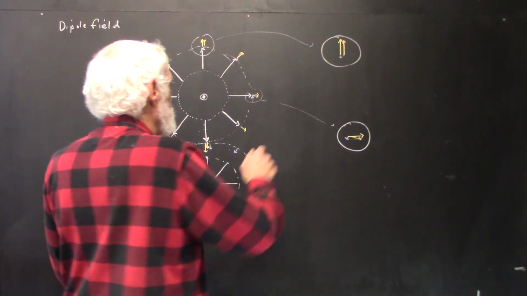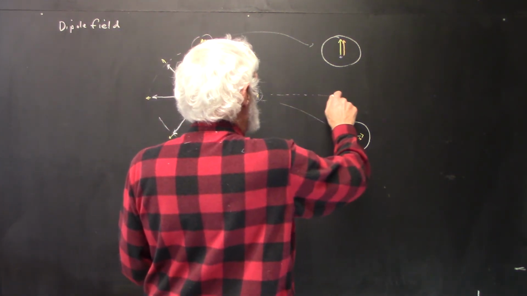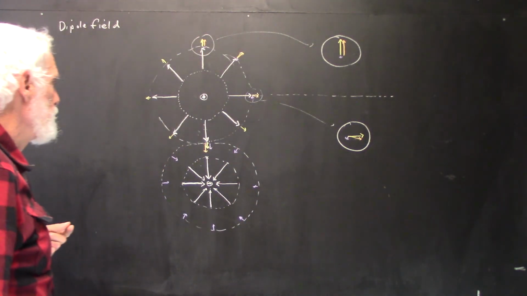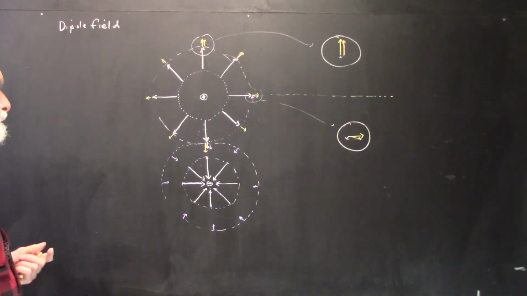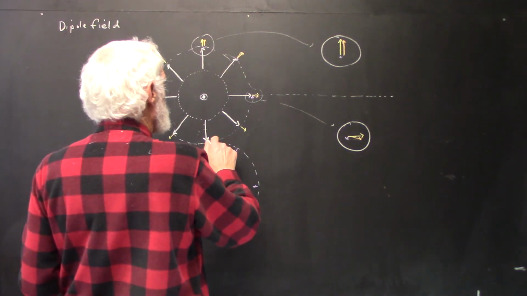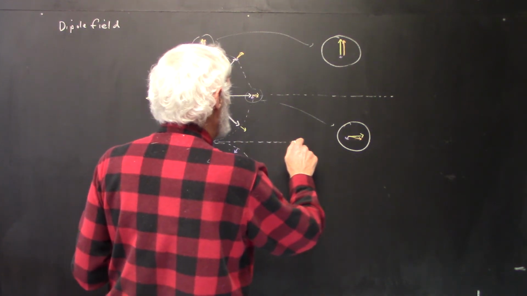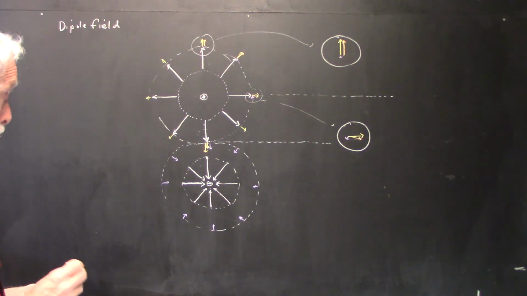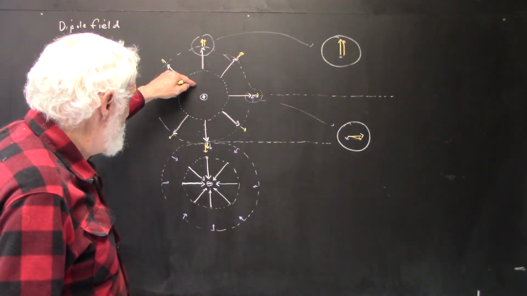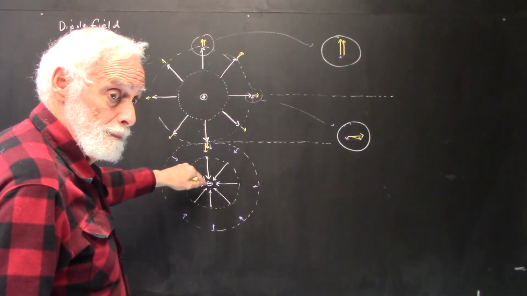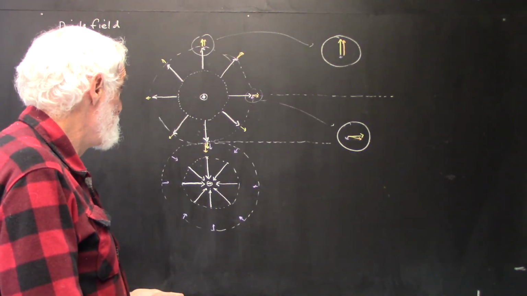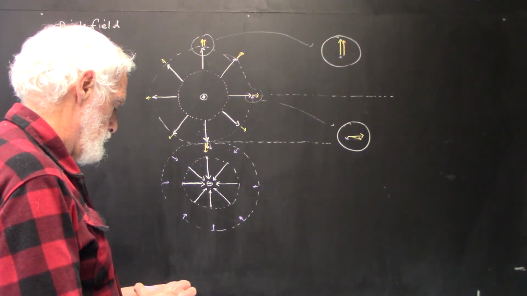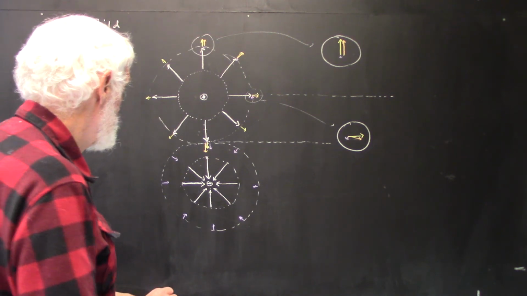Along a horizontal line, and I do want to do that horizontal line. Before I do that, let me do a horizontal line here. Okay, along a horizontal line that bisects the segment between these two charges. We're going to have something a whole lot like this.